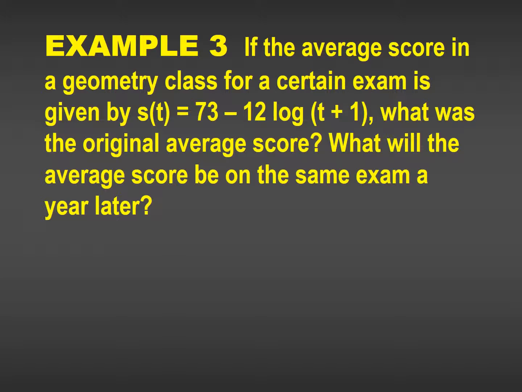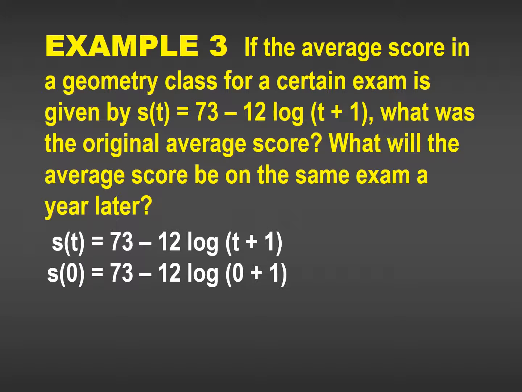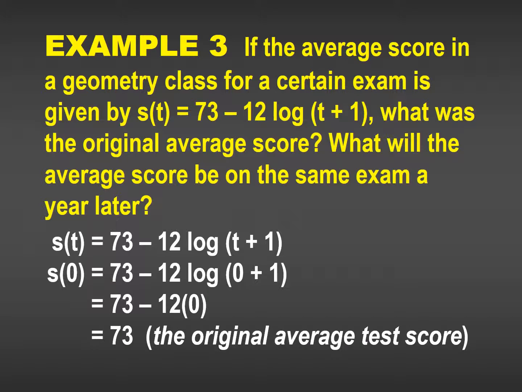For this example, let's say the average score in a geometry class for a certain exam is given by the function S of t equals 73 minus 12 log of t plus 1. And remember, t is time in months. What was the original average score? And then what will the average score be on the same exam a year later? The original is when t equals 0, because no months have gone by. So we'll plug in 0 for t. We get 73 minus 12 times 0, or just 73.